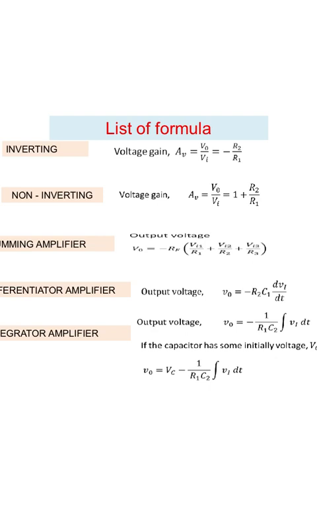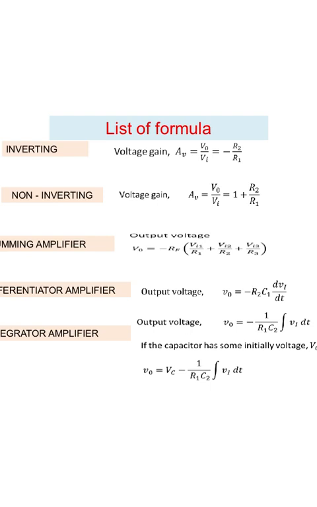These are a few formulas of the integrator, differentiator, summing, inverting and non-inverting amplifiers. This is a summary of the formulas; you can just go through them. So AV is equal to V0 by Vi, that is equal to minus R2 by R1. Voltage gain AV is equal to V0 by V1 is equal to 1 plus R2 by R1.